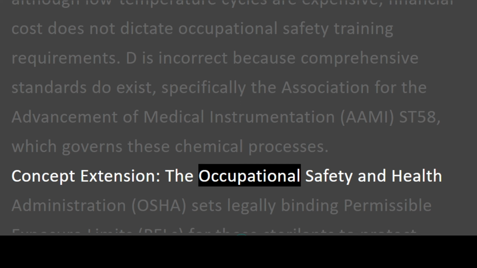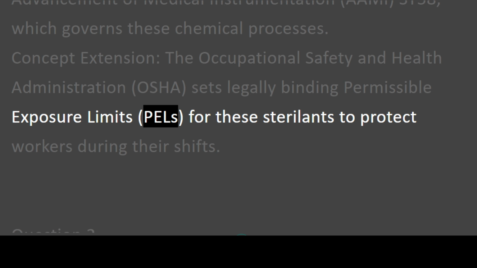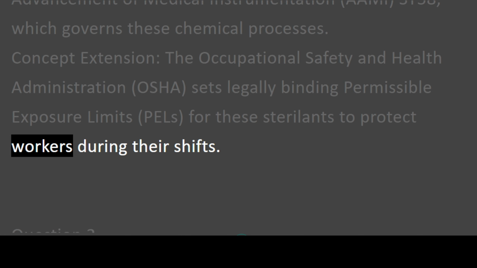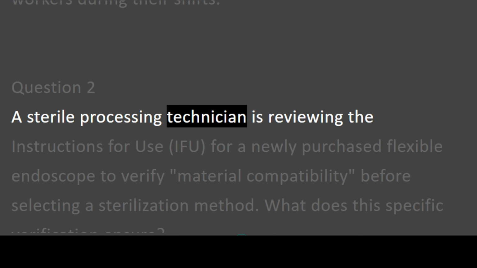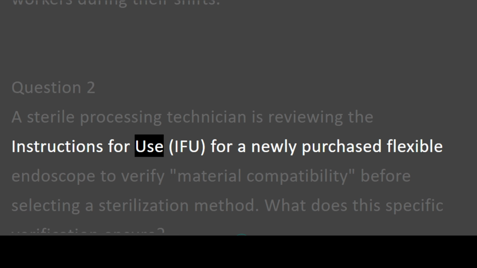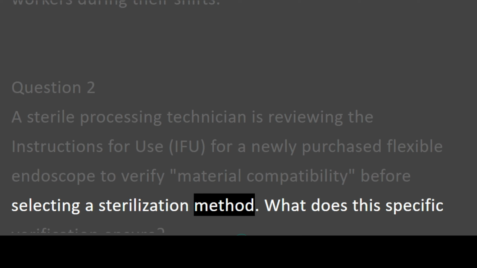The Occupational Safety and Health Administration, OSHA, sets legally binding permissible exposure limits, PELs, for these sterilants to protect workers during their shifts. Question 2. A sterile processing technician is reviewing the instructions for use, IFU, for a newly purchased flexible endoscope to verify material compatibility before selecting a sterilization method.